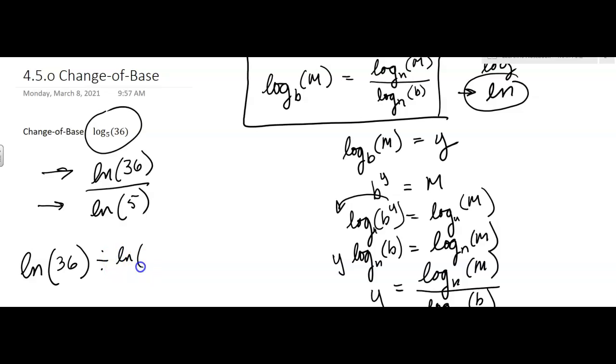Oops, I didn't write this up. It's about 2.227. Okay. So we'll do a little more work with this, but it's really handy to be able to change the base because then you can use your calculator for either common log or natural log.